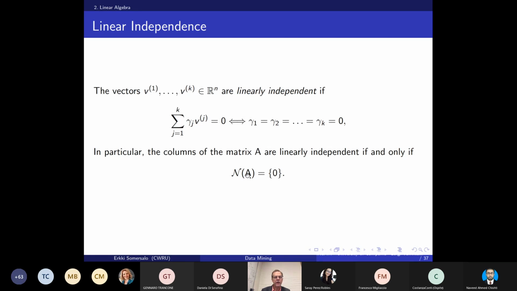So another way of saying that vectors are linearly independent is that you arrange them as columns of a matrix, and if that matrix has 0 null space, then the columns are linearly independent. So those are two equivalent statements.